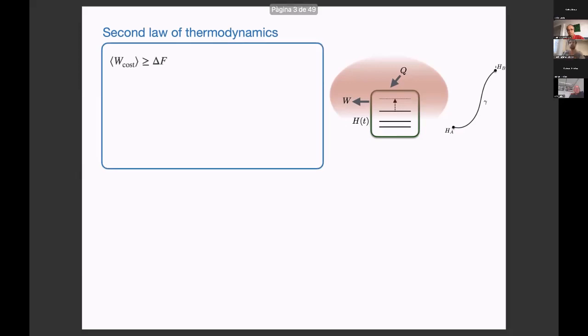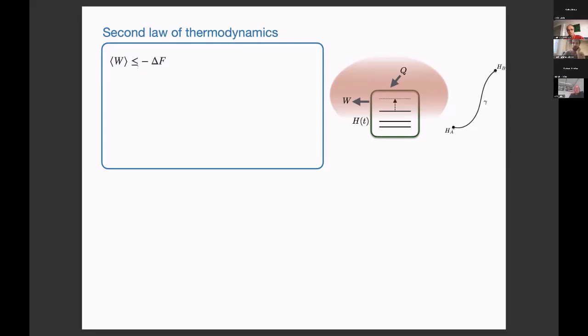And the second law of thermodynamics tells us that the cost of this transformation is lower bounded by the change of free energy, or equivalently that the extracted work is upper bounded by minus delta F. So this is a sign convention that I will be using in this talk, in case some relations look a bit strange. So indeed, and then we know a lot of things about this relation.